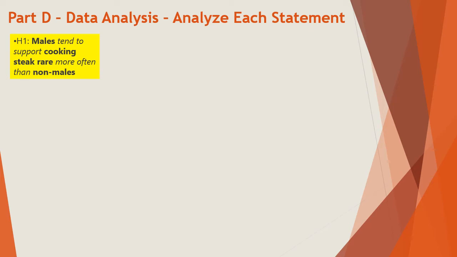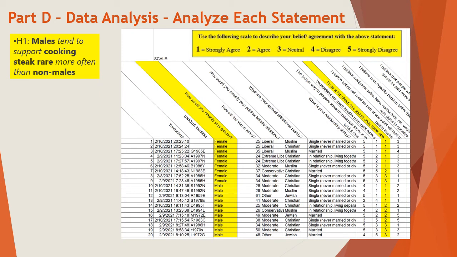So most of you have more than one statement for each of your hypotheses, so we're going to need to analyze each of those statements. Here again, I'm analyzing the same thing, that males tend to support cooking steak rare more often than non-males. But I also have another statement, which is, to be a top chef, one should cook steak rare. We do this because we want to frame questions from different angles to see if the data is consistent across the board. And interestingly here, we get a whole different animal, so to speak, about what people believe.